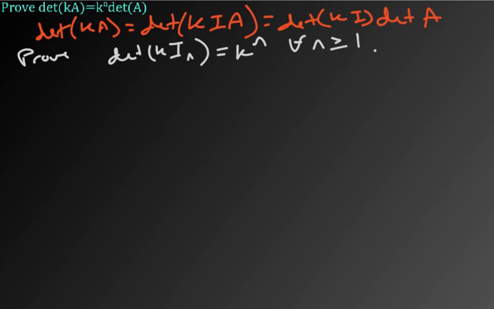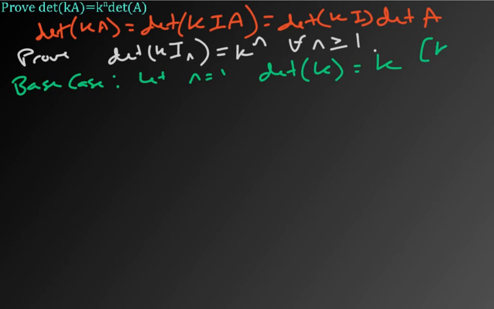So the base case is pretty straightforward. For the base case, let n equal 1. So we literally just have the determinant of k, which is going to equal k. Basically it's just a 1 by 1 matrix k, and trivially that determinant is k. So good, we're done with that one.